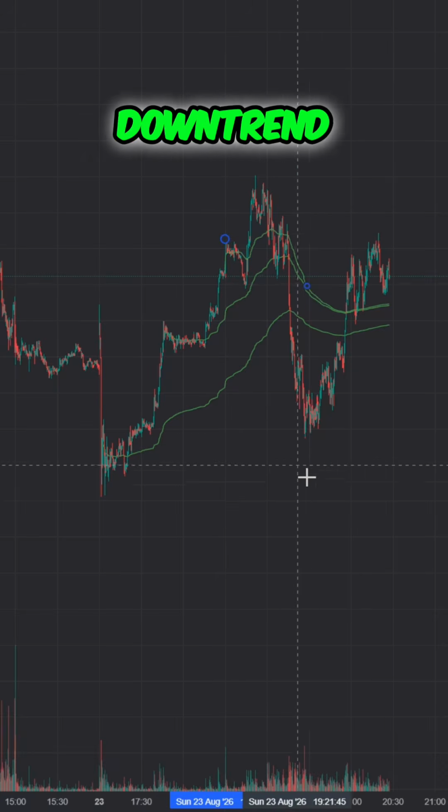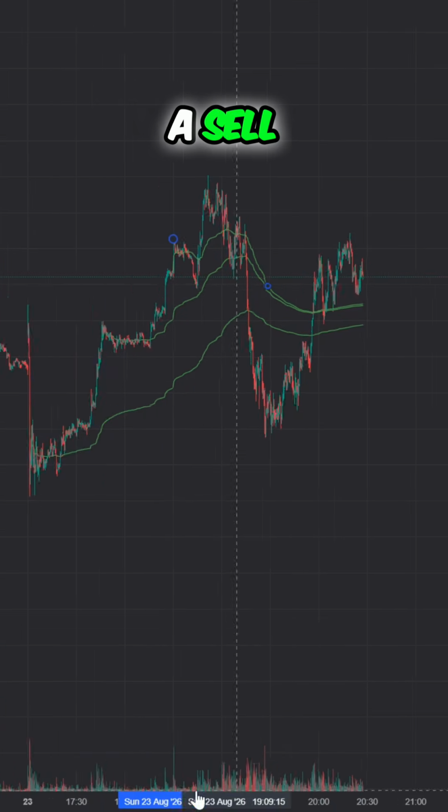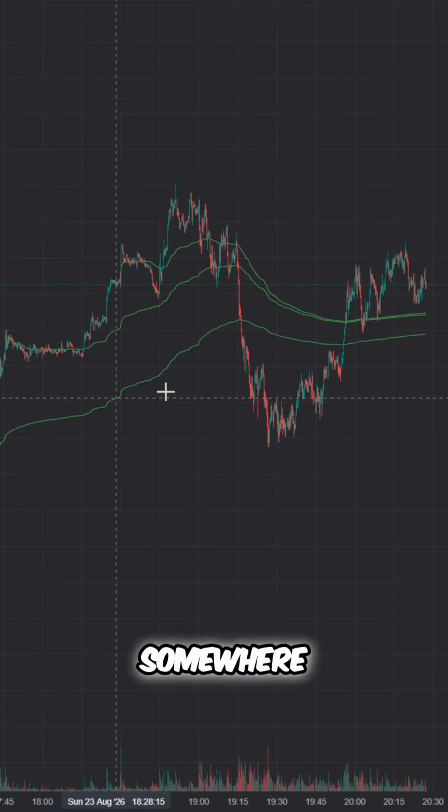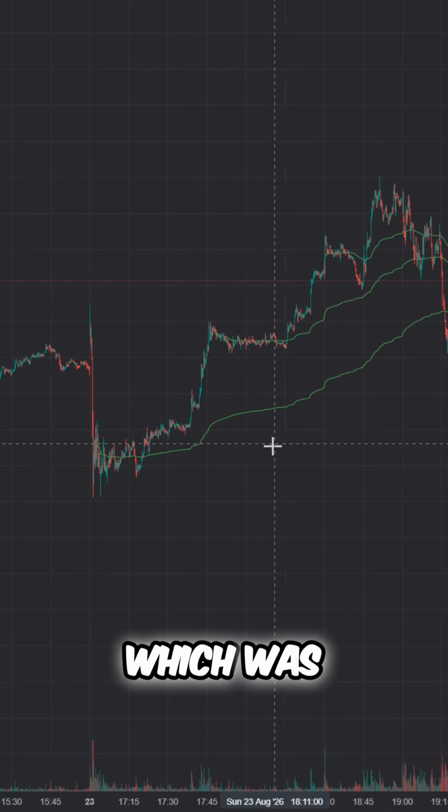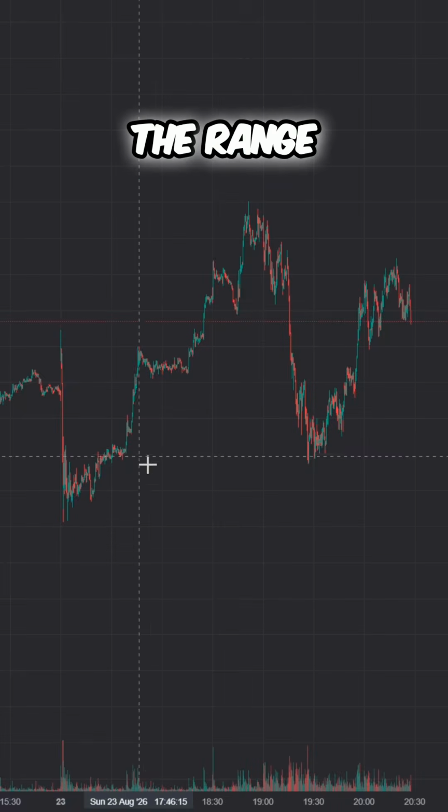So this should have been a downtrend level. All of these would have been good for a sell. In fact, you could have actually anchored this somewhere down here and sold on continuation right here for the bottom of the range, which was right around here. We got a push to the bottom of the range, but not through it.